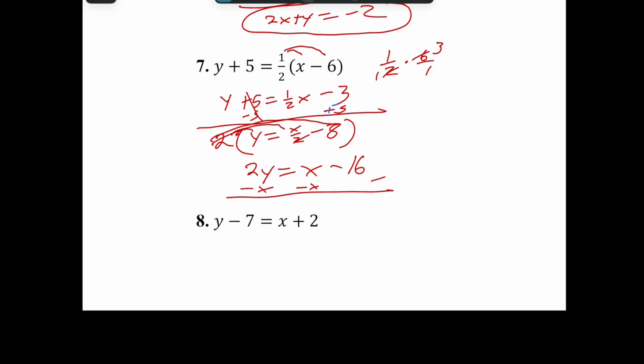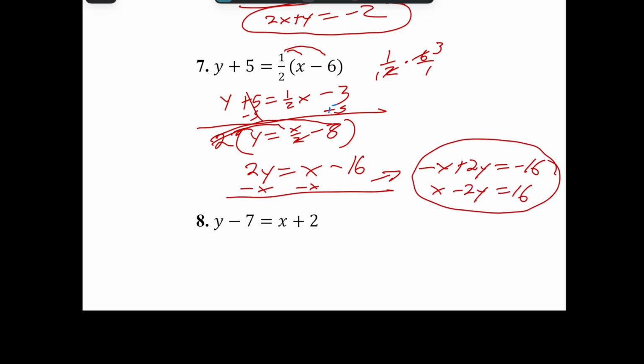Now I just want my x to go over to the other side, so I'm going to subtract x, and I'm running out of room, so I'm going to go over here, and I'm going to get negative x plus 2y equals negative 16, but to lead with a positive, I'm just going to change everybody's sign, and we're going to look like that, okay? And make sure you can go either way with the signs.